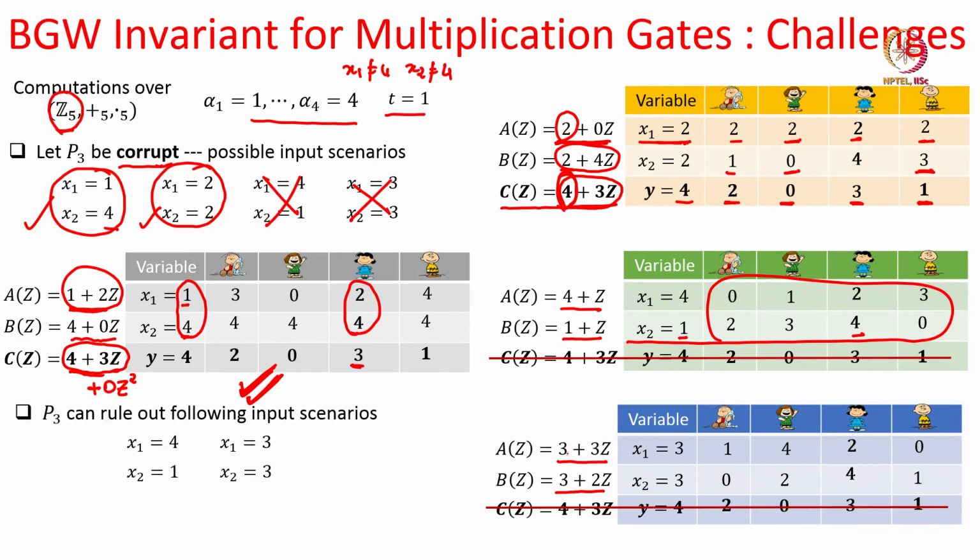So, that means there are two possible input scenarios which the adversary can rule out here, and that is a violation of the privacy condition. And this second problem is arising here because this C polynomial is not a random 2 degree polynomial. It is, for instance, a reducible polynomial whose factors are the A polynomial and the B polynomial.